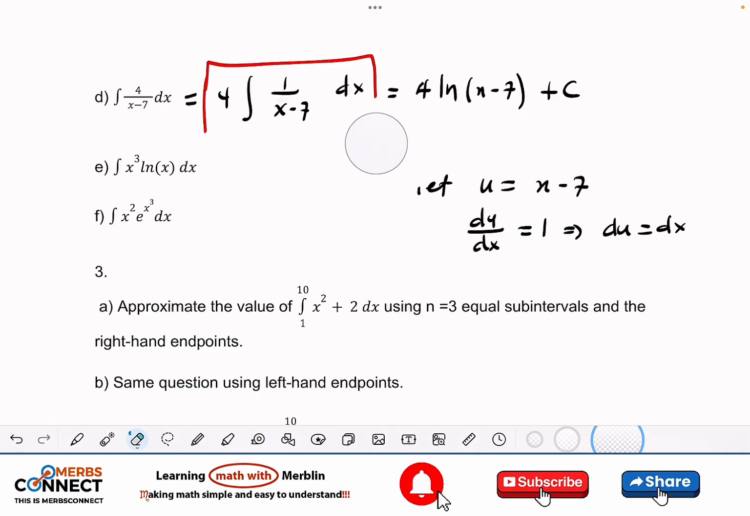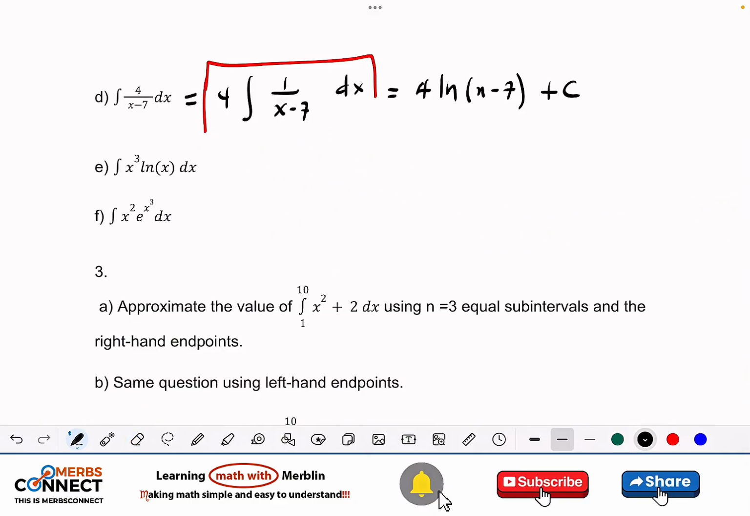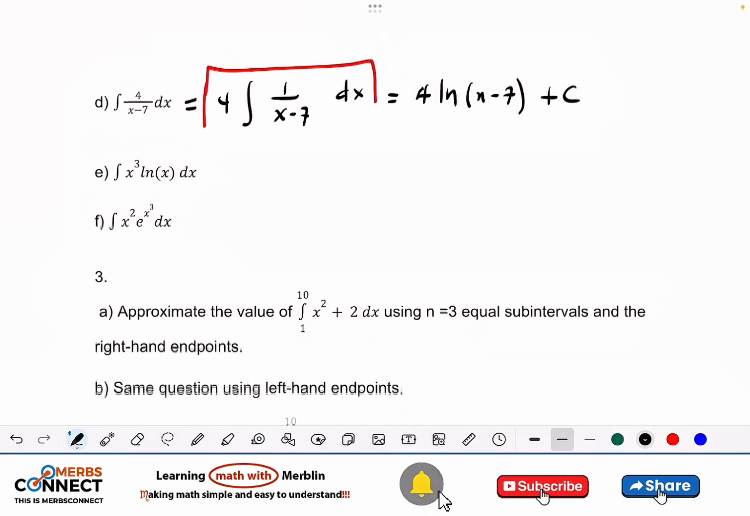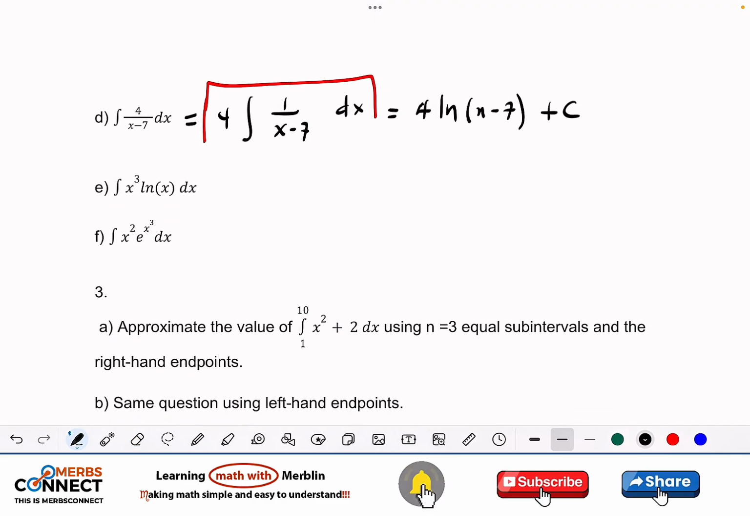A lot of work. Yes. So now let's look at the E. The E, we need to do integration by parts. Yes, of course. A lot of work. So we know that integration by parts, we just learned the formula: integral of u dv is equal to uv minus integral of v du.